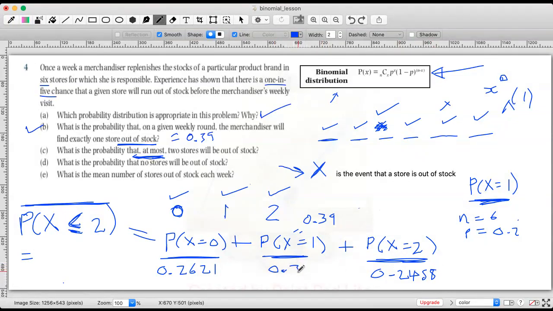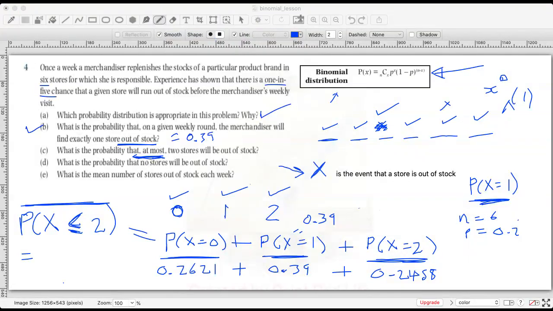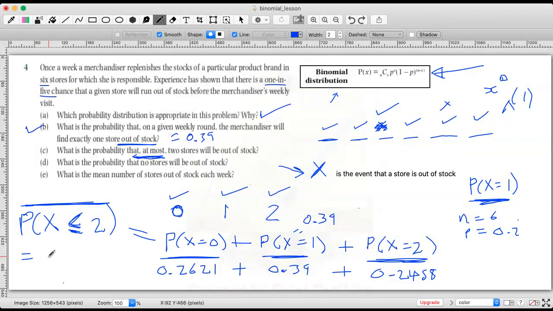You have that in chat. Okay. So you do each of them like how you did the previous question. Each one you've got to work out on your calculator. For x equals 0, you'll get 0.2621. For x equals 1, you'll get this. And we add them up. If you add it all up, your final answer will be 0.9011. Let me just double check that.